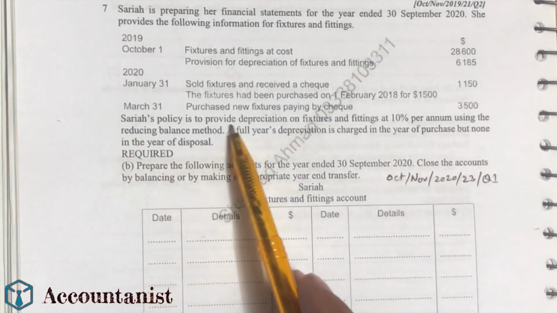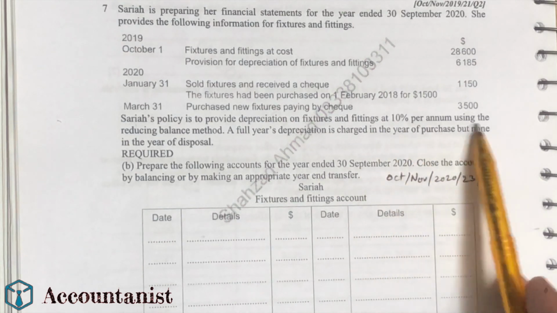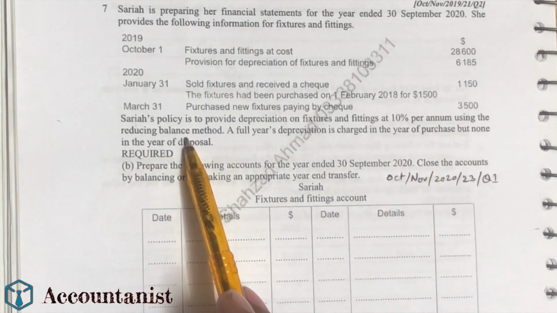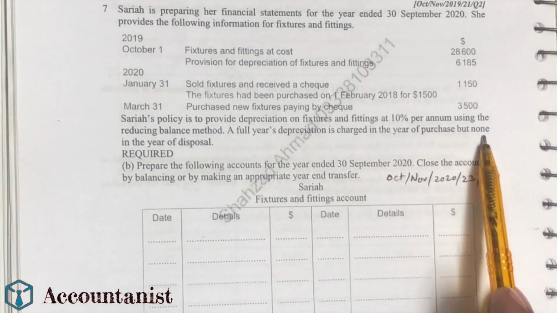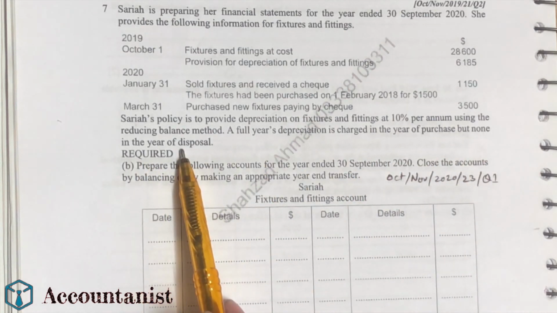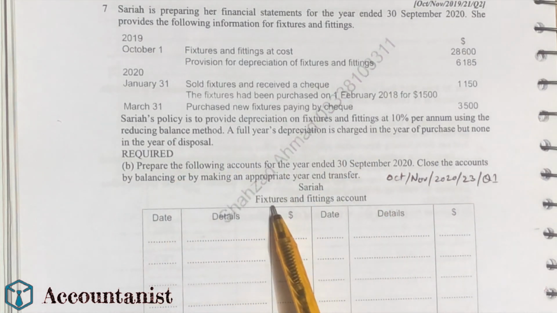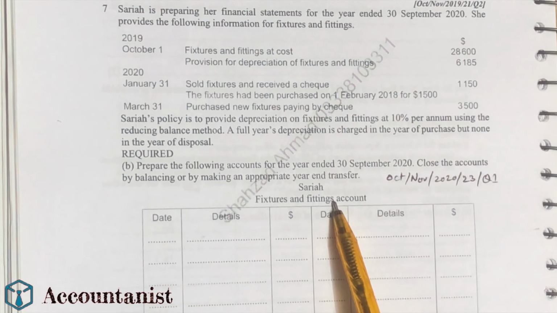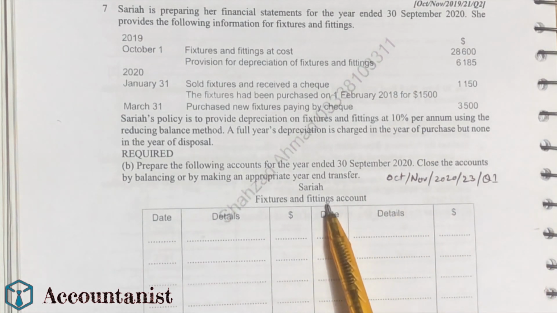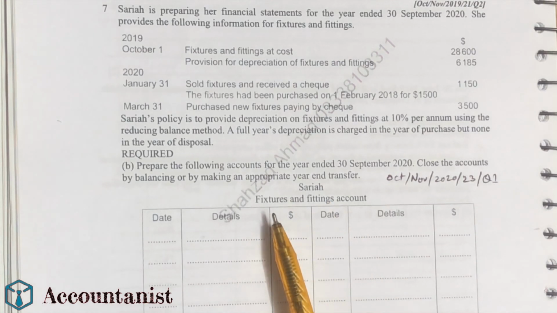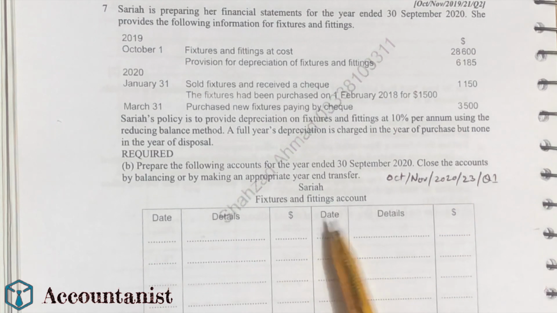Saria's policy is to provide depreciation on fixture and fitting at 10% per annum using the reducing balance method. A full year's depreciation is charged in the year of purchase but none in the year of disposal. So in this question, what is required? We need to prepare the fixture and fitting account, the provision for depreciation of fixture and fitting account, and the disposal account. So let's start making the fixture and fitting account.